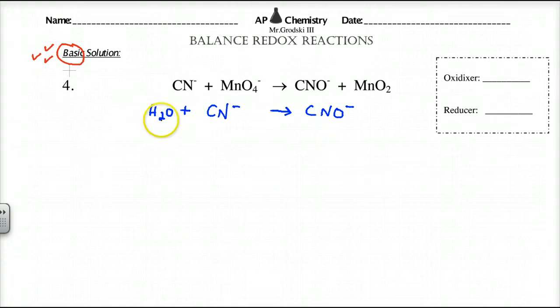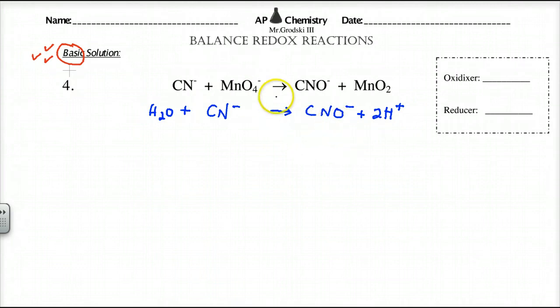Now, of course, by doing that, we are unbalancing this side of the reaction with hydrogens, so I need 2 protons. Even though we're in a basic environment, I'm still following my same rules as if I was in an acidic environment. So I put the 2 protons there. We balanced the H's, we balanced the O's, and now we've got to balance the charge.